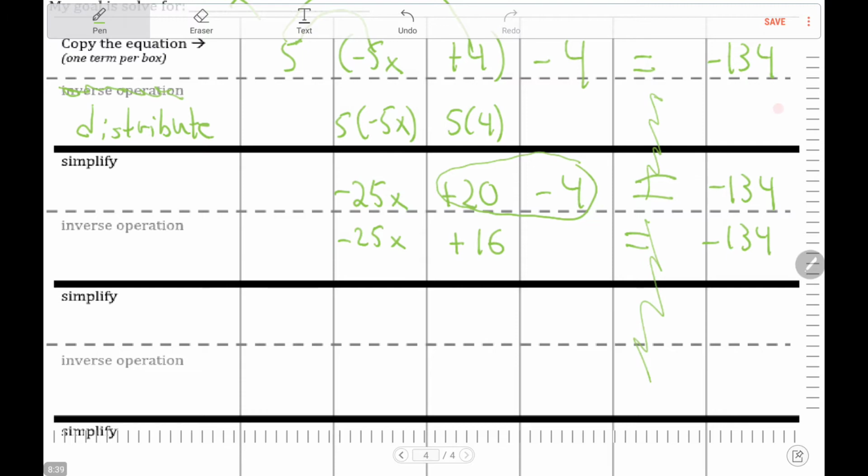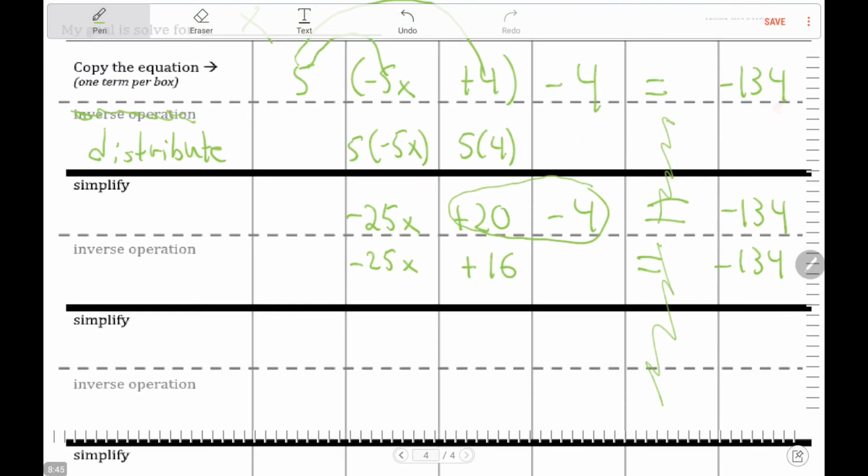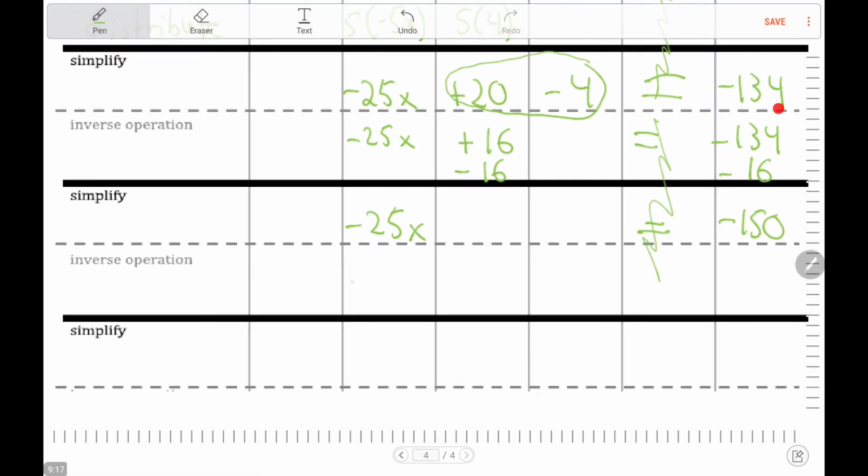Okay. Now we have two inverse operations. One of them is to subtract 16. So we're going to subtract 16. And we get negative 25x equals negative 150. Okay, and what's our final inverse operation?